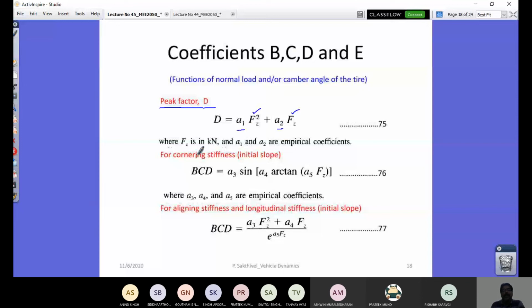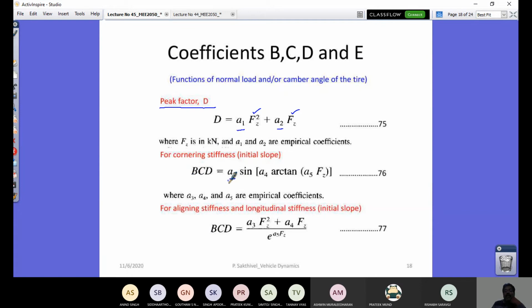I will now show you those values, where this FZ is in kilonewton. So this unit should be strictly followed. This is the peak factor expression, which is a function of your normal load. And then cornering stiffness, you see, is again used to get BCD.